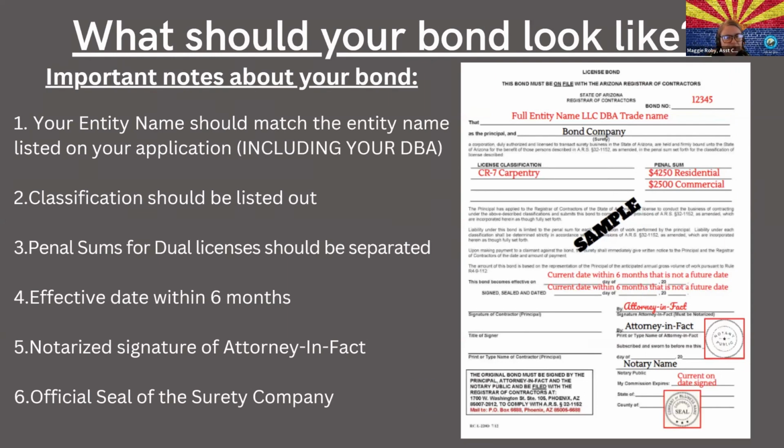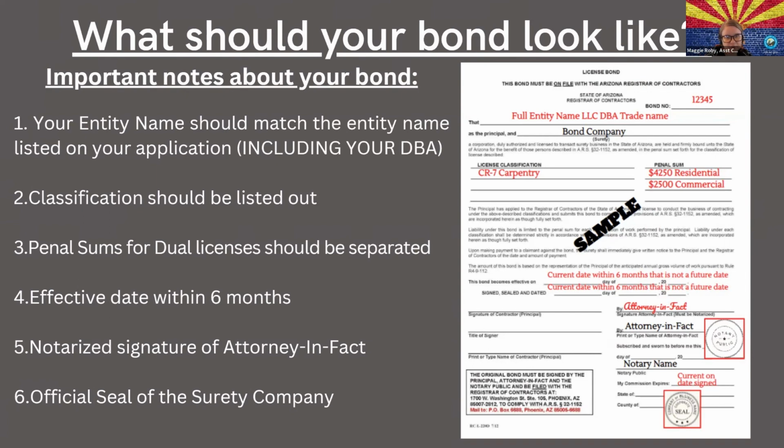So going off of those top 5 errors that we see in applications, and bonds being one of the biggest errors, here are some key things that your bond needs to have included on it. That is going to be your entity name, and that should match the entity name that you are going to list on your application. If you are going to have a DBA included, then it should also be included on the bond as well. Your classification should be listed out.